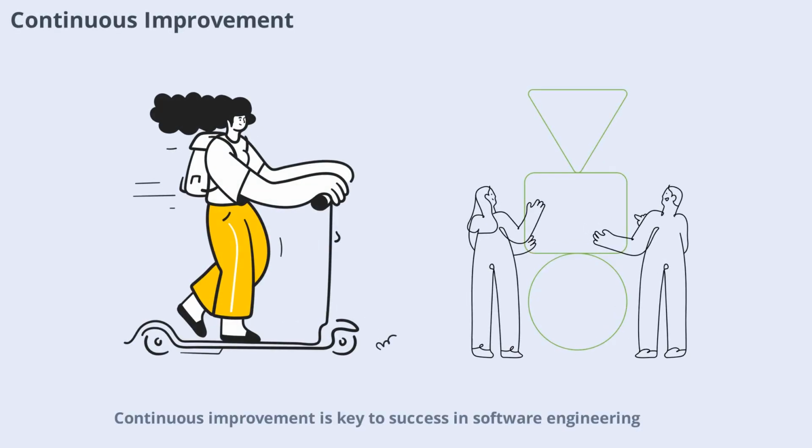Continuous improvement is key to success in software engineering. Learning from mistakes, seeking feedback, and adjusting your preparation ensures you're always growing. Embracing this mindset helps you tackle new challenges and advance your career in backend engineering.